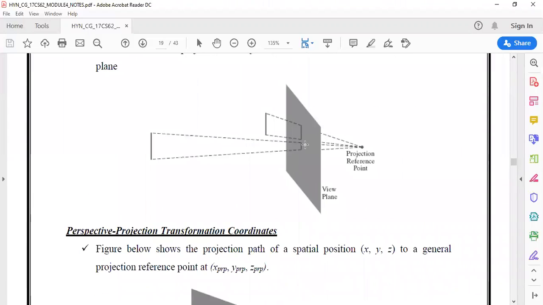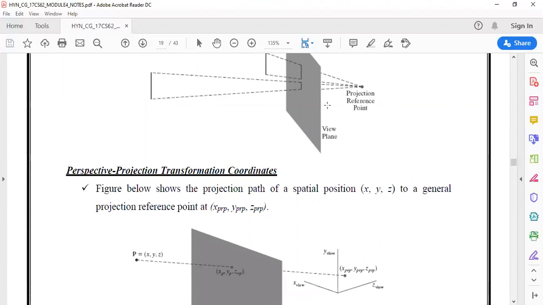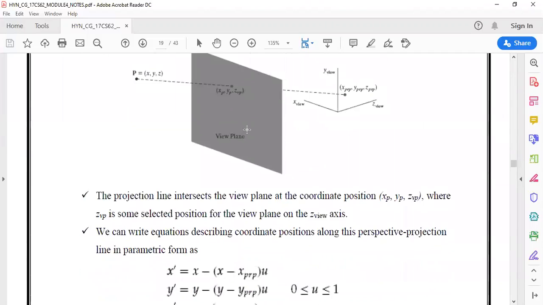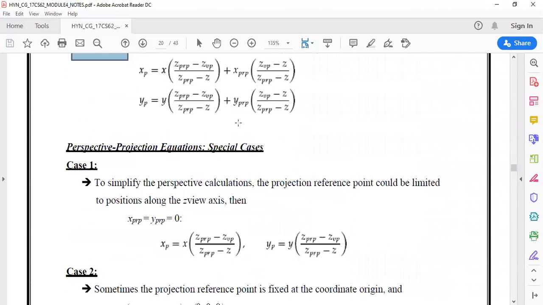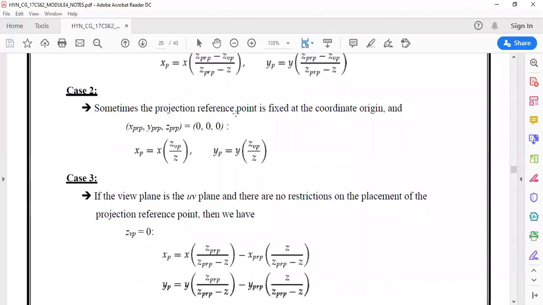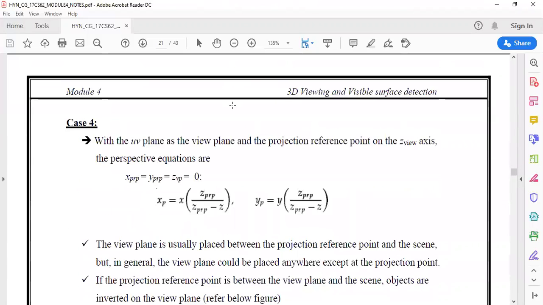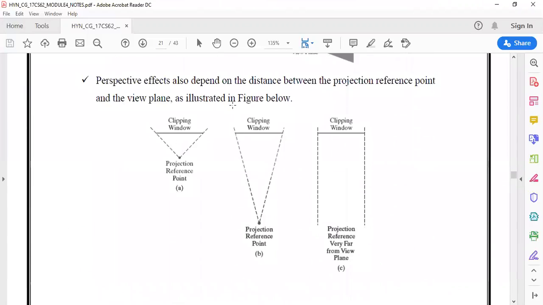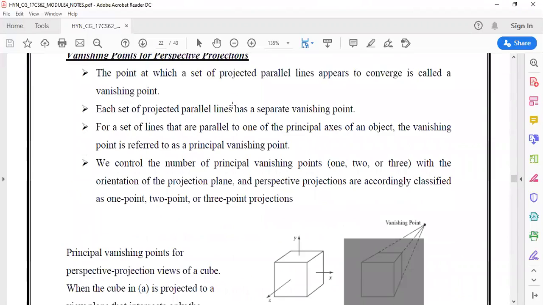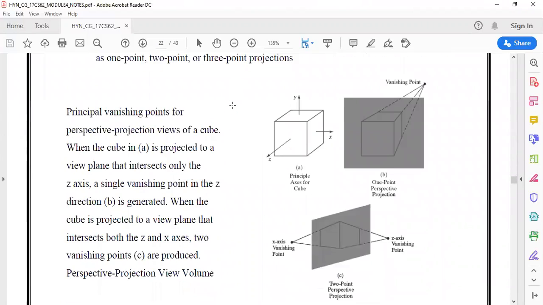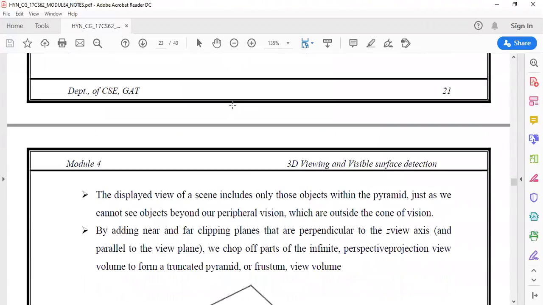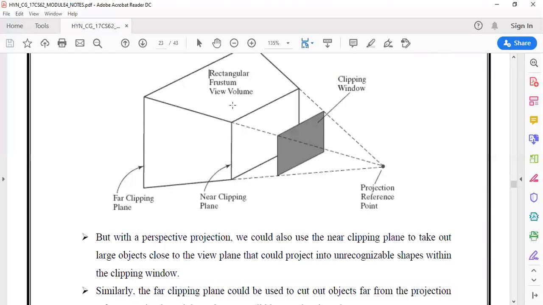Next we saw perspective projection, where near objects will be displayed bigger compared to far objects. What are the projection coordinates, how to calculate them, and what are the different cases we have to consider in order to find the perspective projection coordinates? And what are the three types of perspective projection? Based on the vanishing point, the perspective projection is classified into three types: 1-point perspective, 2-point perspective, and 3-point perspective.